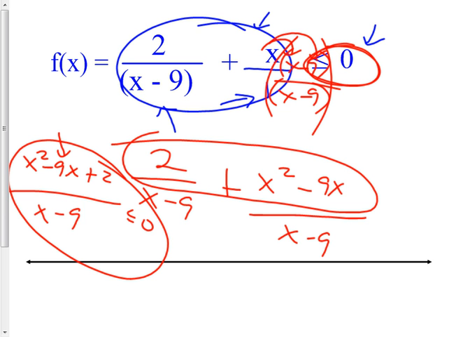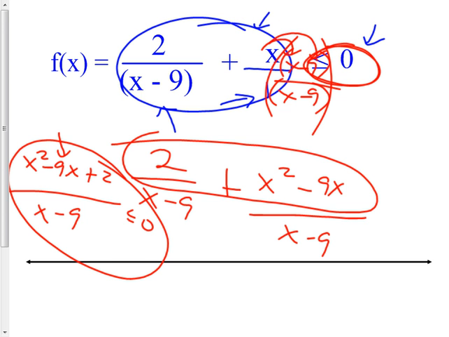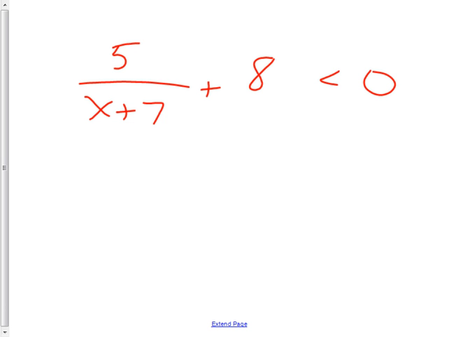Get what I'm saying? So now you'd have to factor the top, and now you do it exactly like you do the other ones. All right, so I know you kind of glossed over some of that, so I want to have you try one now. Try this one. 5 over x plus 7, and then plus 8 is less than 0. You can't multiply by x plus 7 everywhere. Got to do the common denominator trick I just showed you.